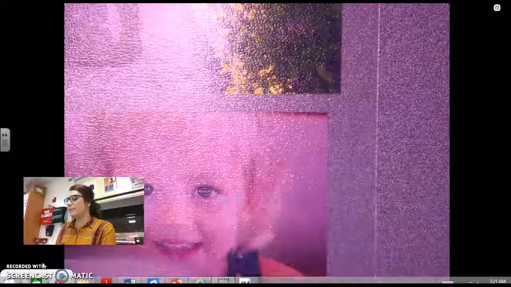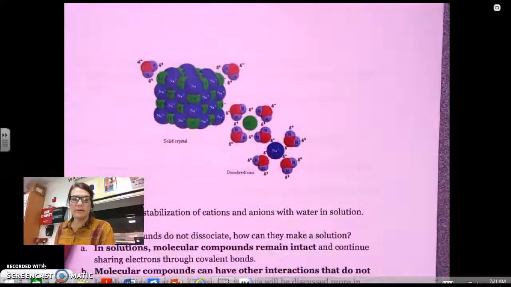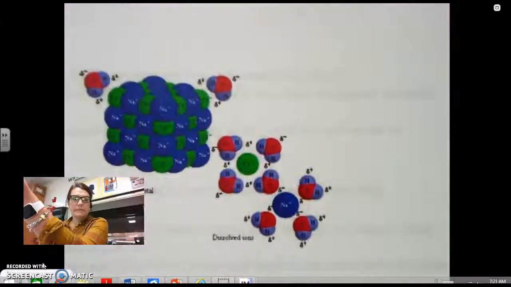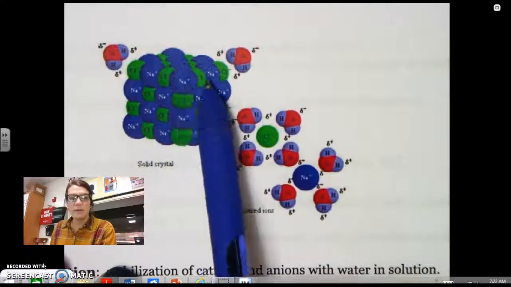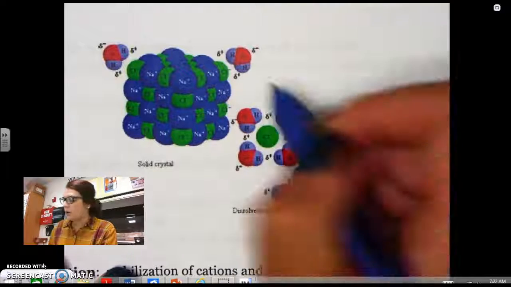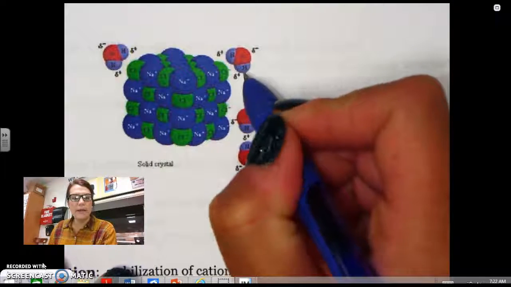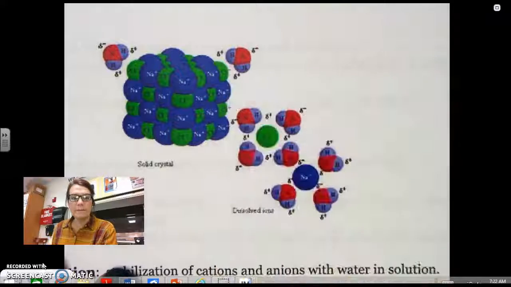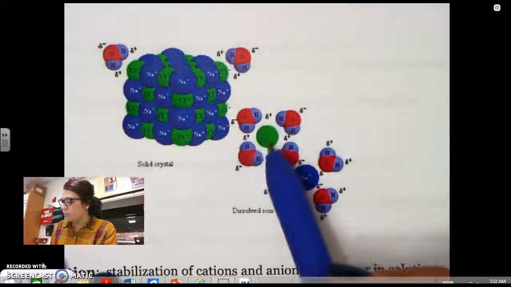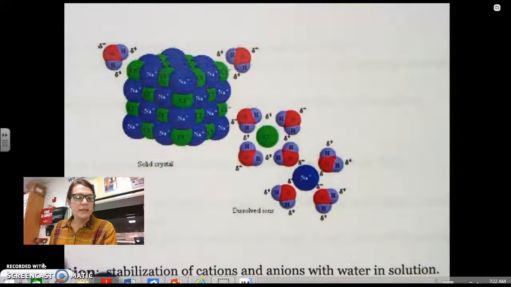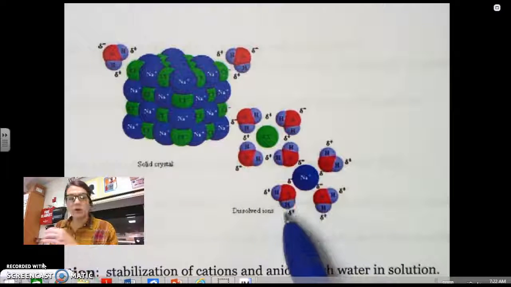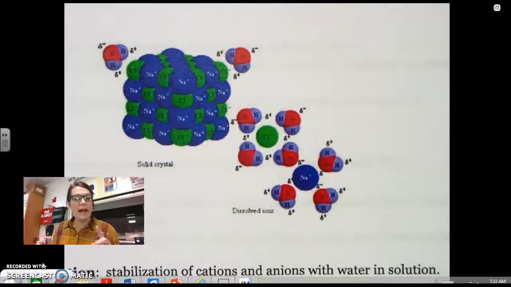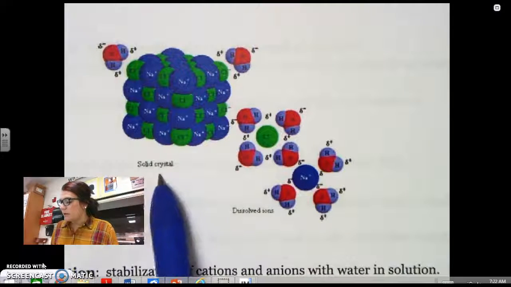So here's an example that I would like to show you. Let me zoom in here for you. And your book does a really good job of showing this as well. But you'll see, here's my sodium and my chlorine. Here comes the positive side of the hydrogen coming in to surround the chlorine. And what you'll notice is it's going to pull the chlorine away from the solid ionic structure. Same thing, the oxygen, which is partially negative, is going to come in and surround the cation, which is sodium, and pull it away. And so this would be the solid, and this is the dissolved.